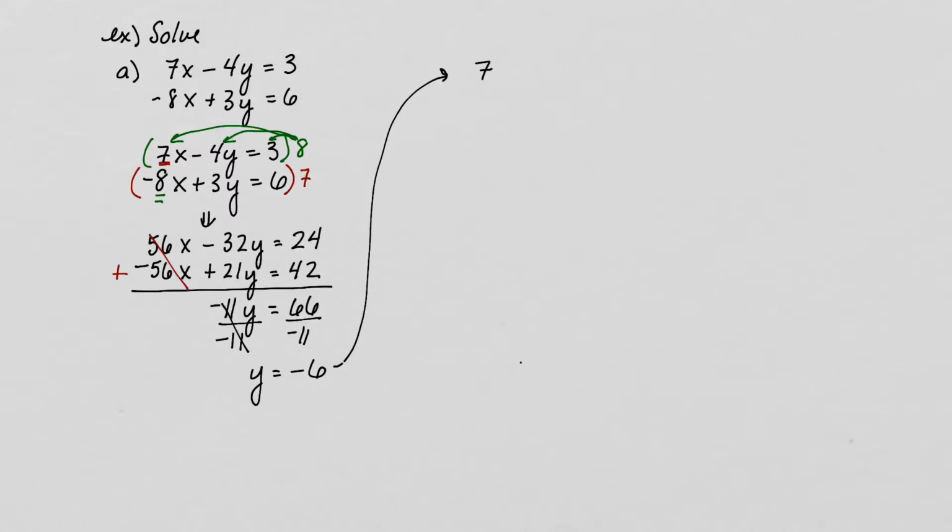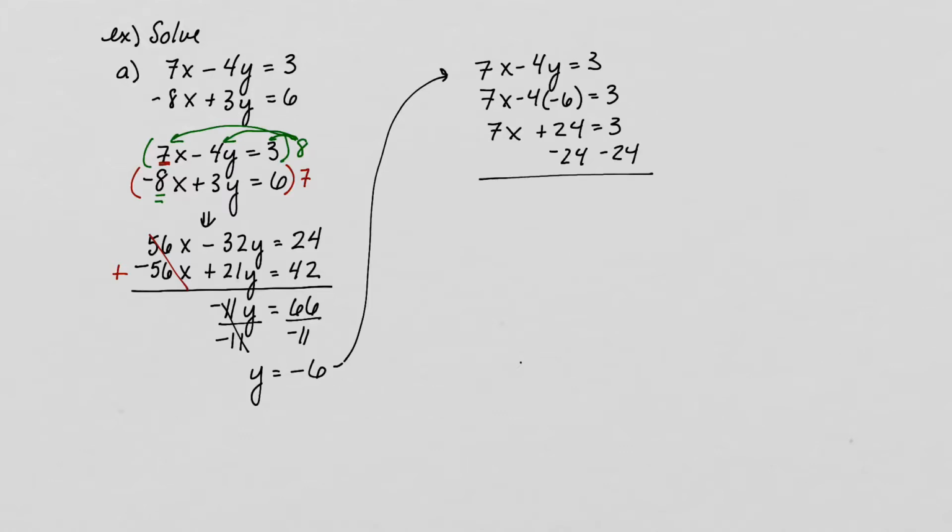So we'll take the first one here, 7x minus 4y equals 3. And if I plug that in, I'm going to have 7x minus 4 times negative 6 equals 3. So 7x plus 24 equals 3. If I subtract 24 from both sides, I'm going to have 7x equals negative 21. And now if I divide both sides by 7, I end up with x is equal to negative 3.